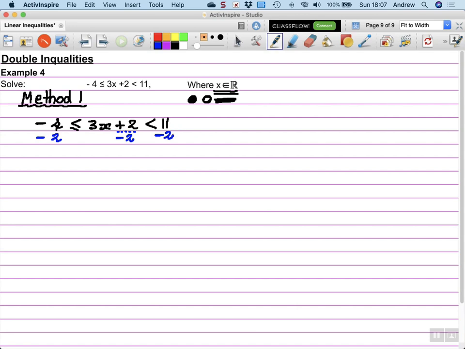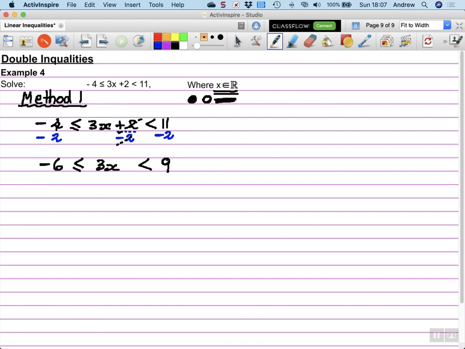So now I need to work out what's minus 4 minus 2. Well, it's quite simply minus 6. It's less than or equal to 3x. The reason why we did it is so that these would cancel out, and then we're left with less than 11 take 2 is 9.